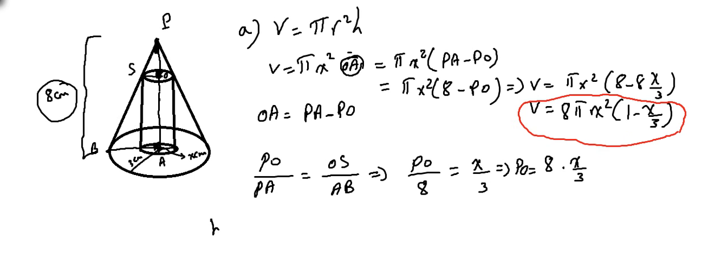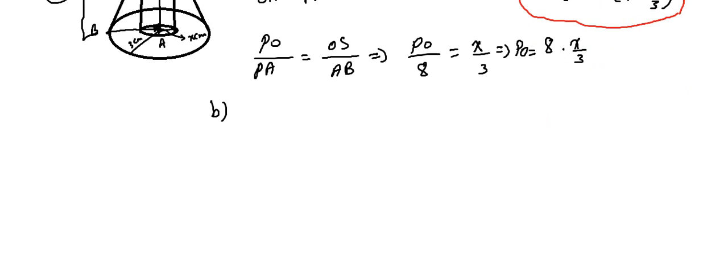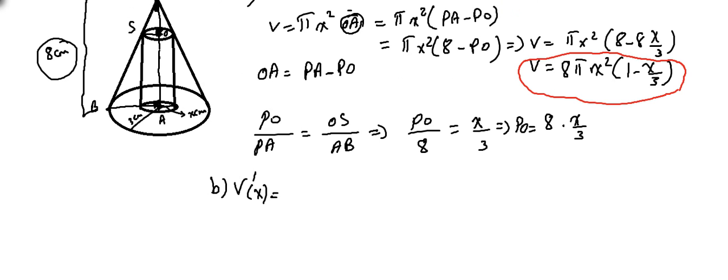Now, in part B, he wants me to find the maximum value of V as x varies. x could be any value, and I need the maximum volume as x varies. In order to find this maximum volume of the cylinder, we have to take the derivative of V in terms of x, so V prime of x. We just found V of x, so let's derive it.